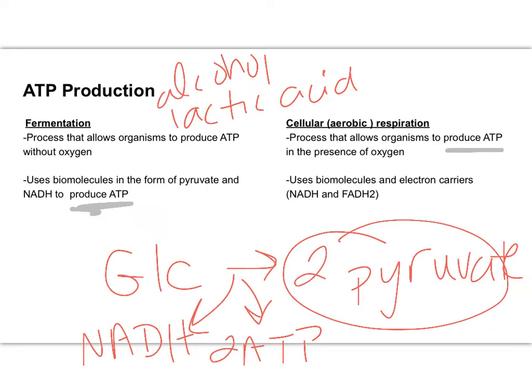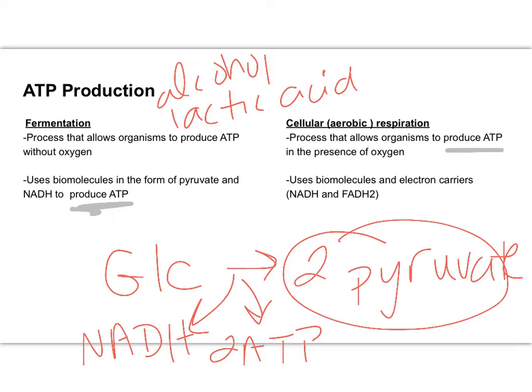Fermentation, again, is not going to be your main focus. What you need to realize with fermentation is that you're still producing ATP, mainly during that glycolysis step. So it still allows organisms to produce ATP, even if they don't have a mitochondria, even if they don't have access to oxygen.